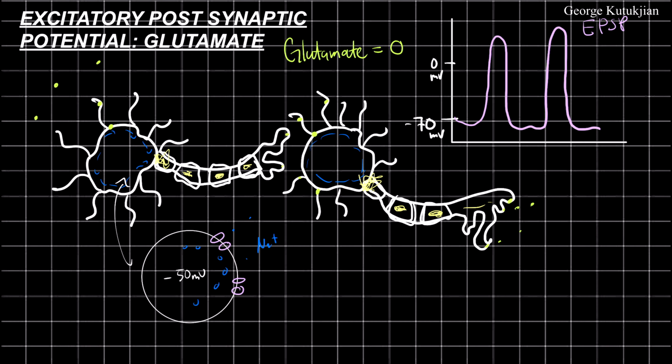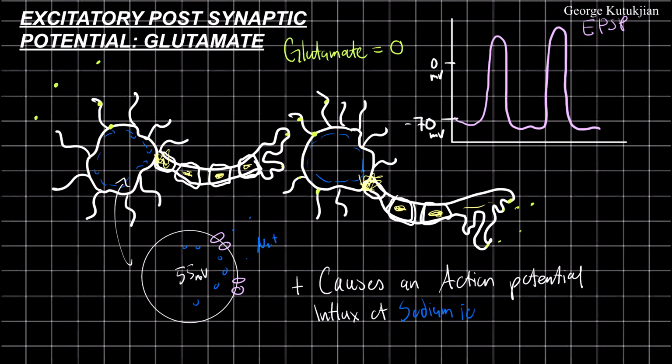Okay, and side note here, I drew that circle neuron in the presynaptic. I meant to draw it on the postsynaptic. So imagine that's on the right.